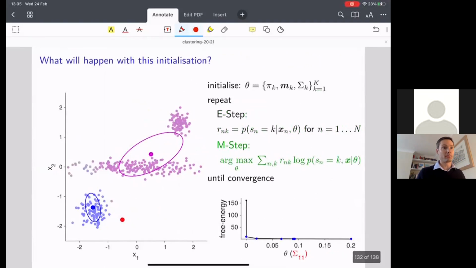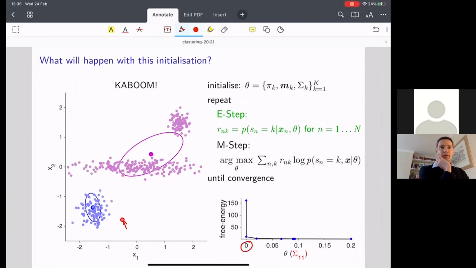And boom. At this point, David MacKay called this the kaboom problem. The variance of this component is shrinking essentially to 0. The free energy is winging up to positive infinity. And this does not look like a sensible way of clustering the data.